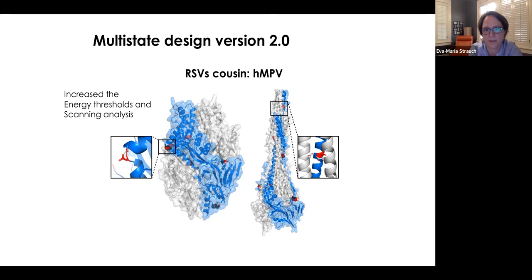There's also no therapeutic available for metapneumovirus, and it's maybe not as bad as RSV in the context of its mortality rates. So it's mostly affecting children and older people. But we were interested, does our protocol work there too?